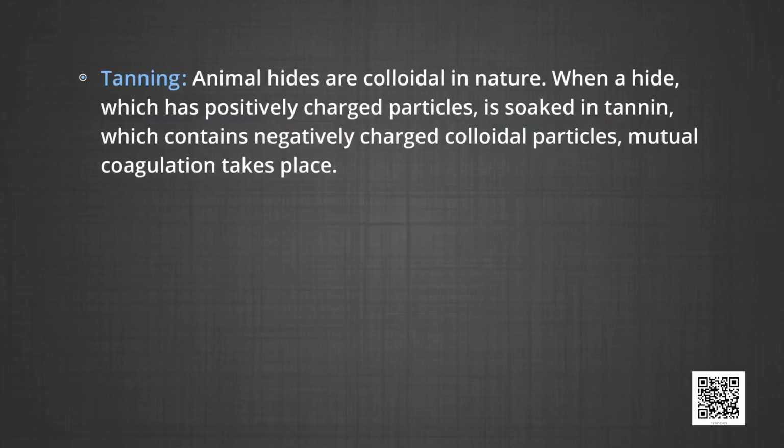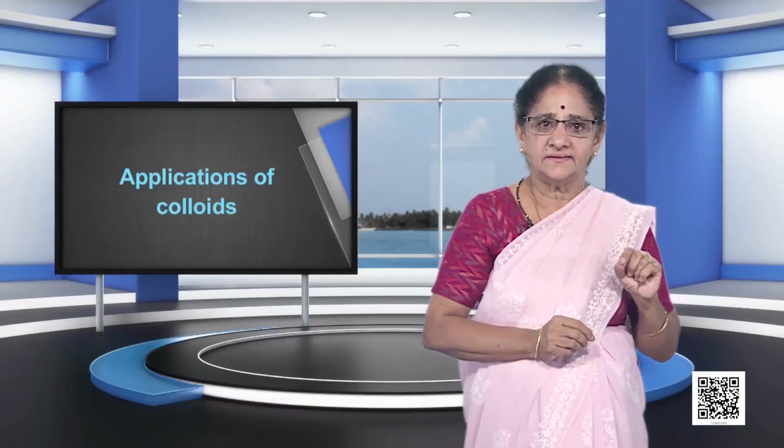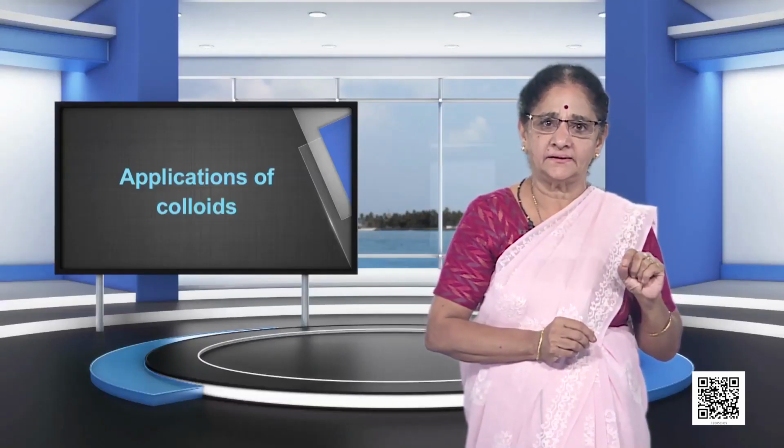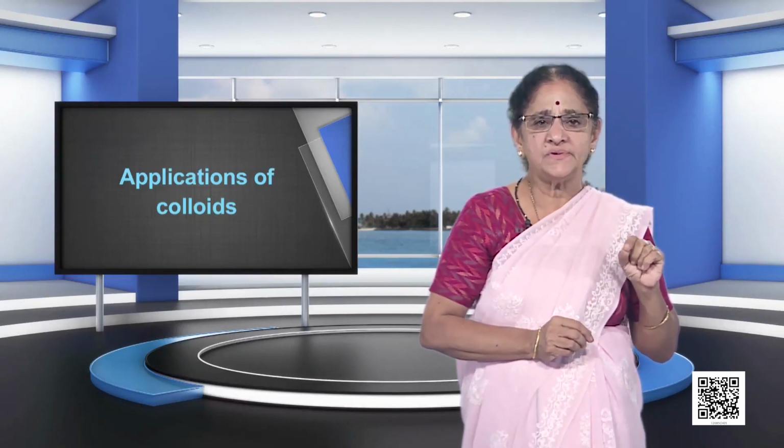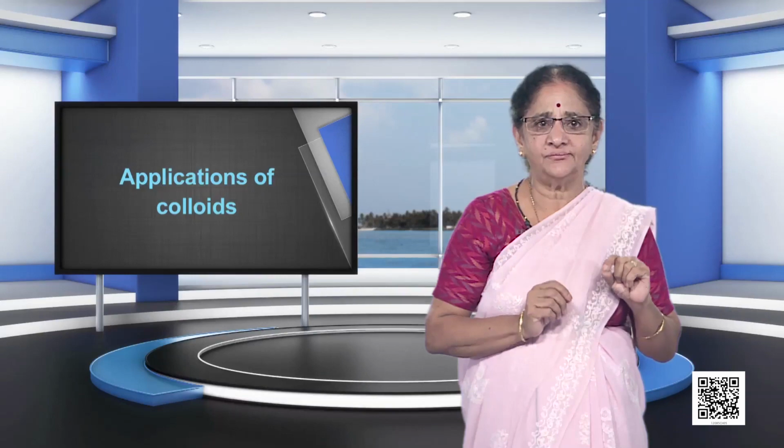Number 4, tanning. Animal hides are colloidal in nature. When a hide which has positively charged particles is soaked in tannin, which contains negatively charged colloidal particles, mutual coagulation takes place. This results in the hardening of leather. This process is termed as tanning. Chromium salts are also used in place of tannin.